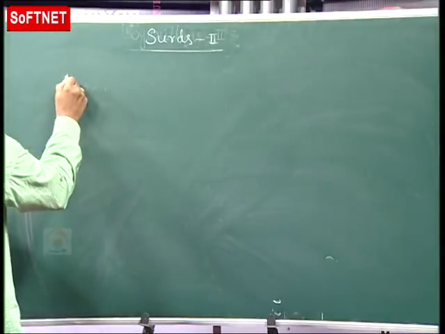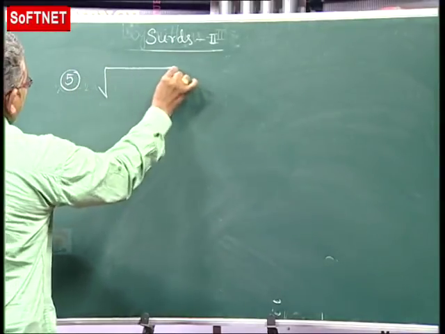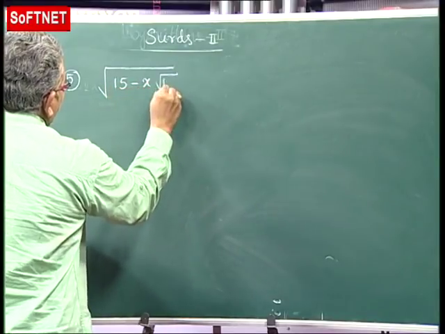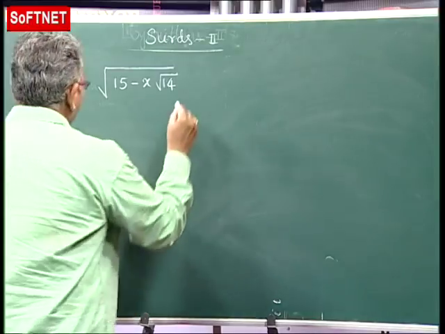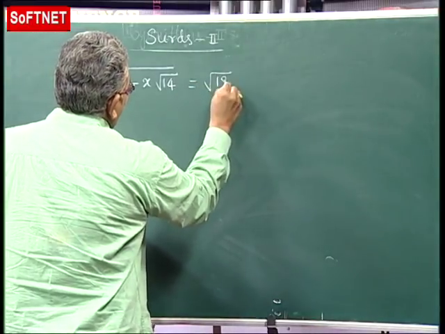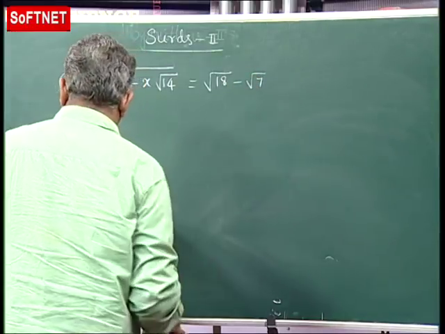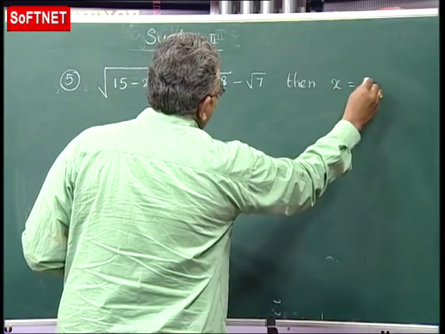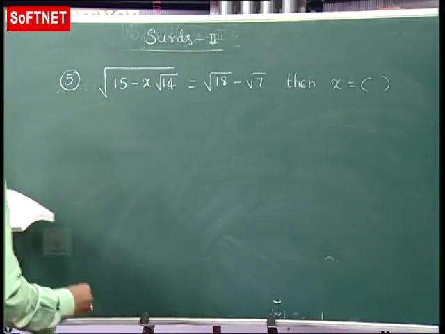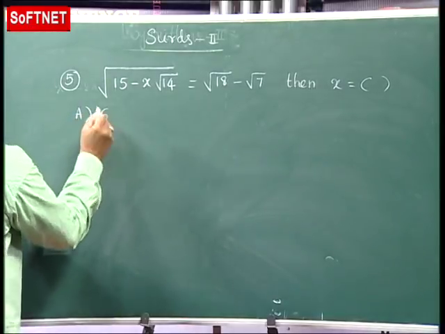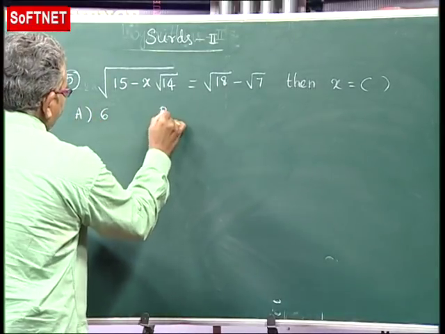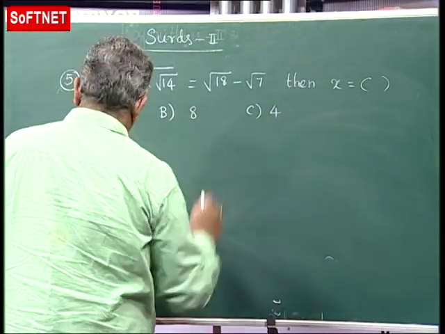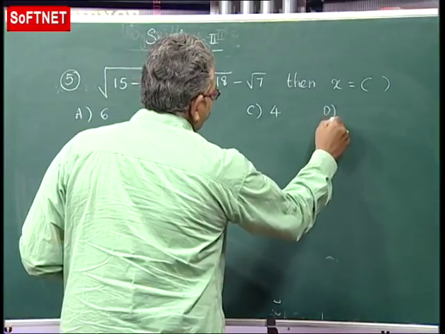Now, root of 15 minus x root 14 equals root 18 minus root 7. Then x equals to, first option 6. Next is 8, next 4, last one is 2.